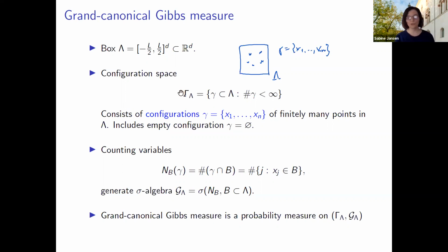Now, if I absolutely want to introduce a Gibbs measure as a probability measure, maybe you don't want to, it's not absolutely necessary, I should introduce a sigma algebra. The way this is commonly done is that for every subset of Lambda, every window of observation if you like, you define a counting variable or occupation number, where you simply count how many particles there are in that set. So if gamma is {x_1, ..., x_n}, how many indices j are there for which x_j is in the set? These variables generate a sigma algebra on the space of configurations, and the grand canonical Gibbs measure will simply be a probability measure on that space.